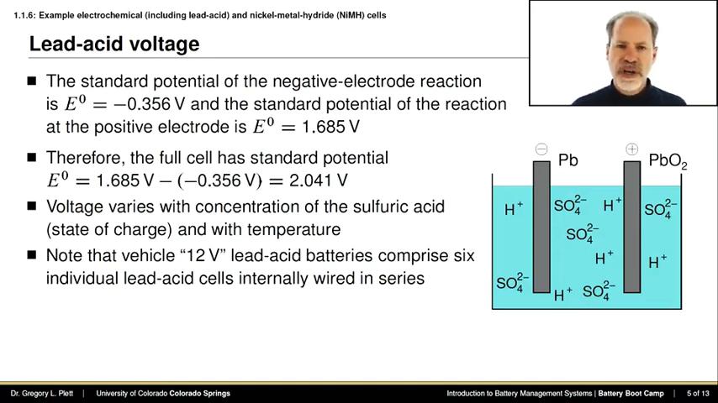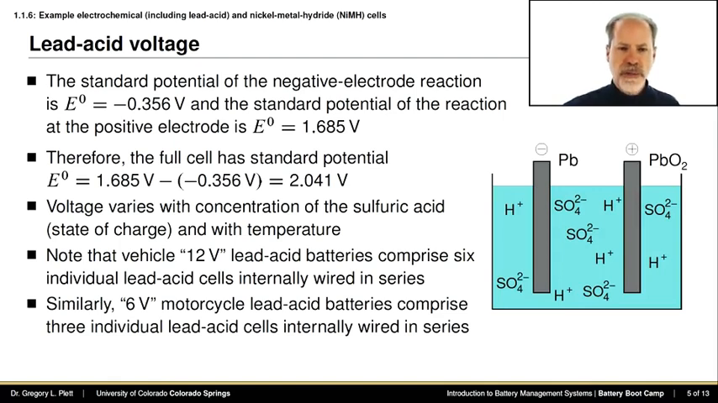Again, we note that vehicle lead-acid batteries, also known as 12-volt batteries, are built from 6 individual lead-acid cells packaged in series in a single container. And similarly, some motorcycle batteries are 6-volt batteries that comprise 3 individual lead-acid cells internally wired in series.